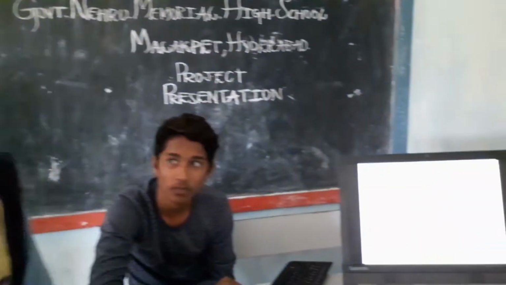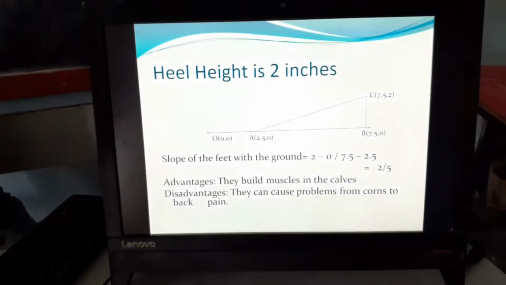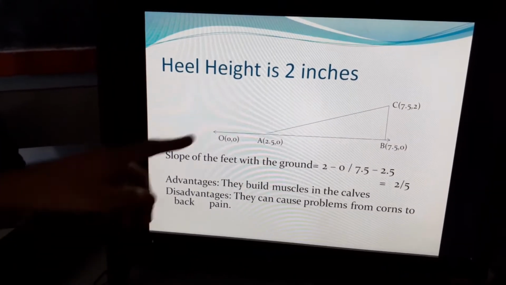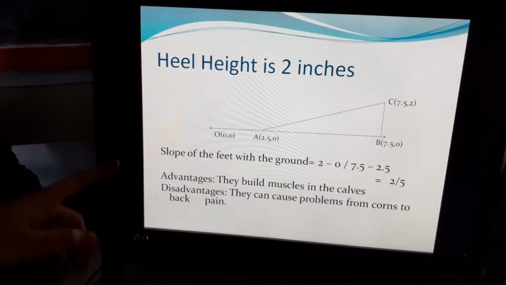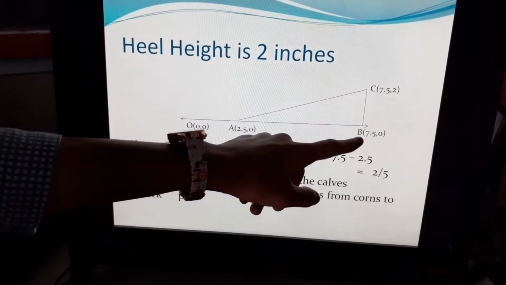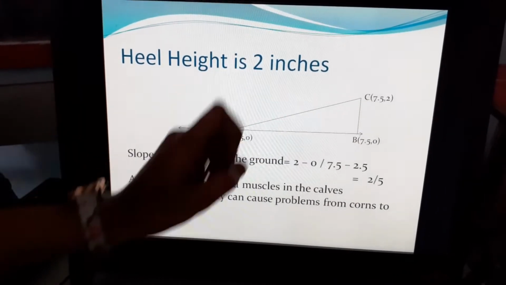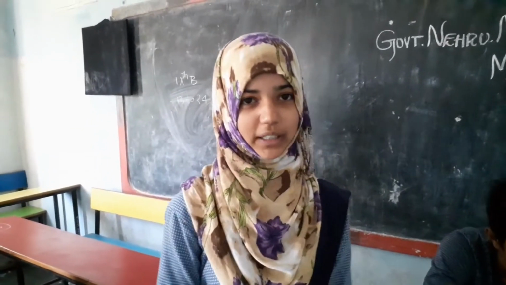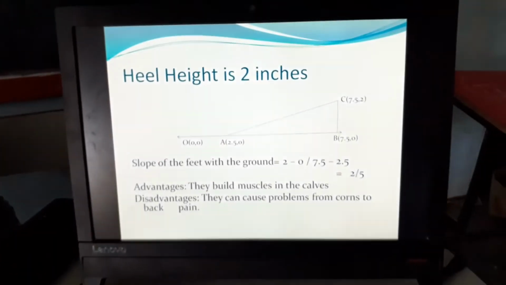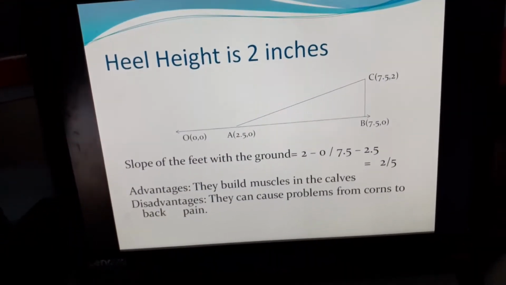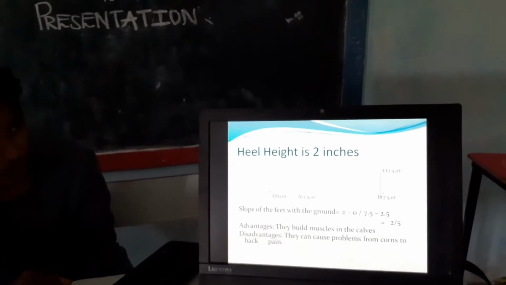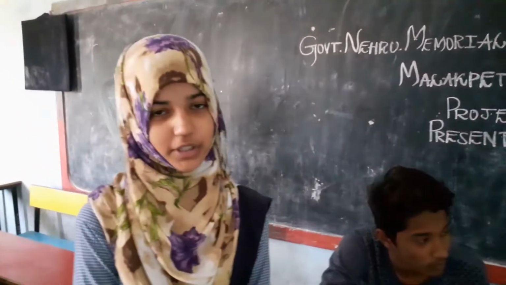When we wear high heel of 2 inch, our feet rise from the ground and the heel is raised at the point 2.5, 0 and the height of the heel is 7.5, 0 and 7.5, 2. The slope of the feet with the ground is calculated as y2 minus y1 by x2 minus x1 is equal to 2 by 5. The advantages of wearing 2 inch high heel are they can be stylish and easier to walk, and the disadvantages are they can cause many foot problems such as lack of cushion and back pain.